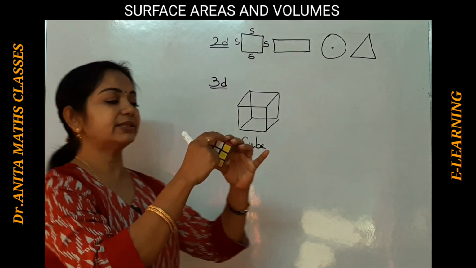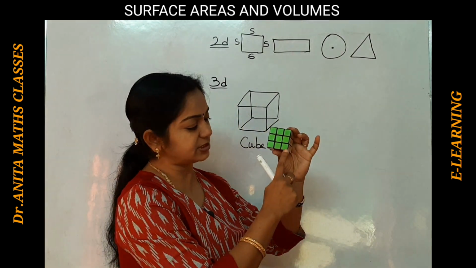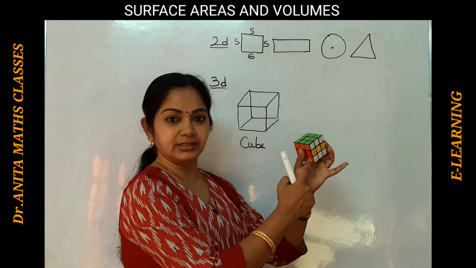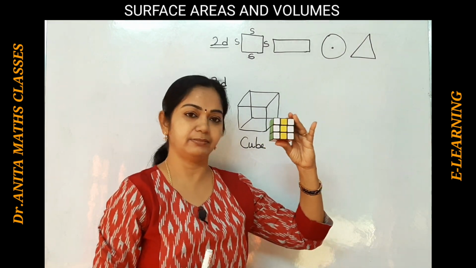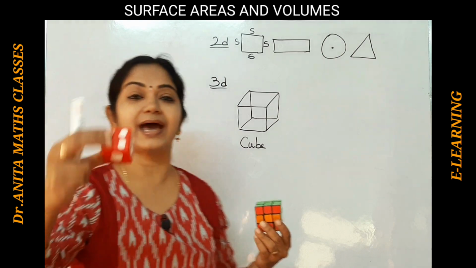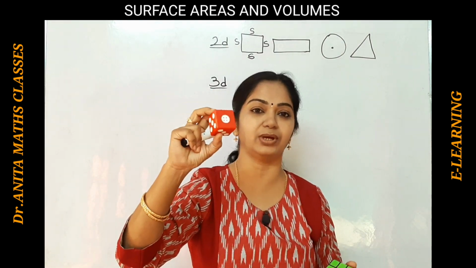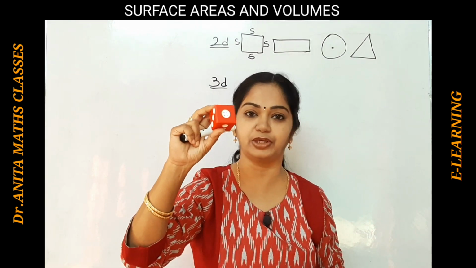So this is called three-dimensional. Why is it called three-dimensional? It has 3 dimensions. If I suppose this as length, this as breadth and this as height, here length, breadth and height are all of the same measure. So it is called a cube. An example is also the dice which you play in your Ludo and snakes and ladder. So dice is also an example of a cube.